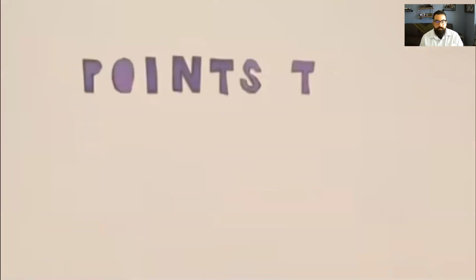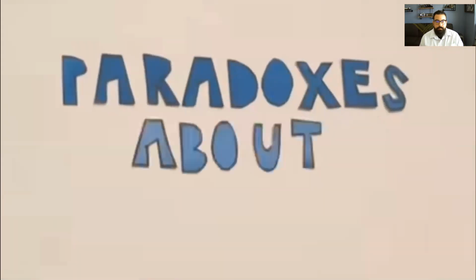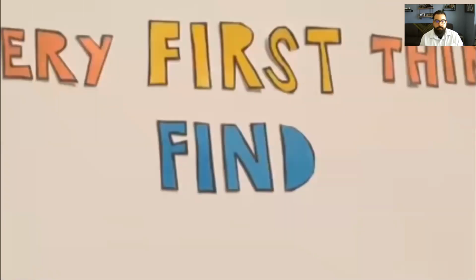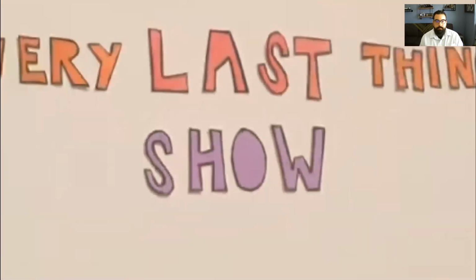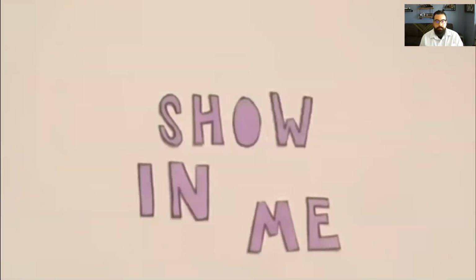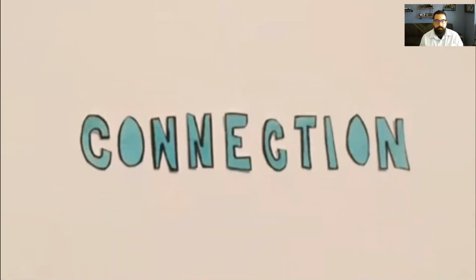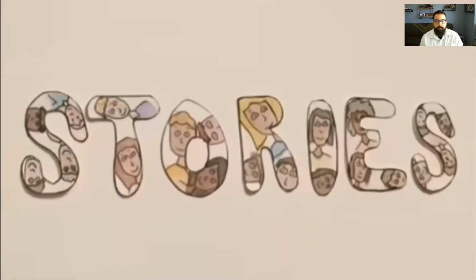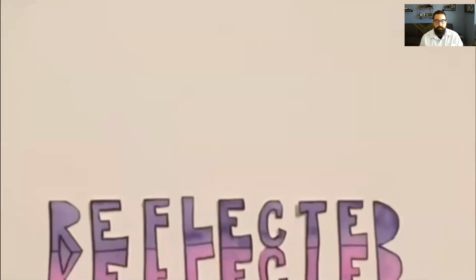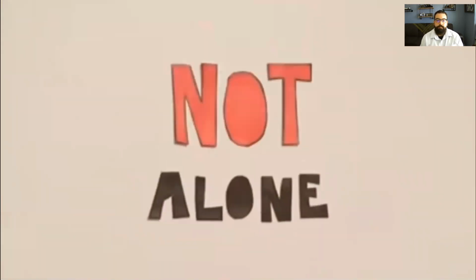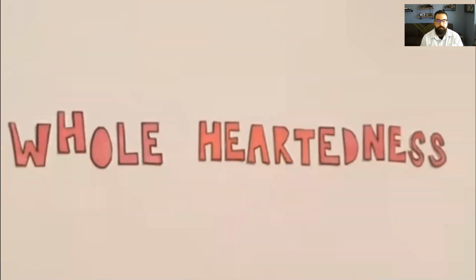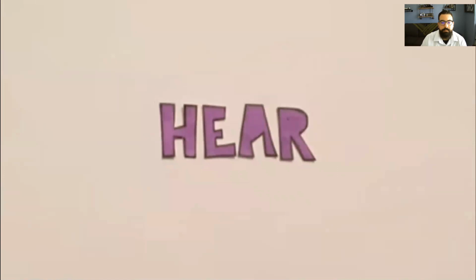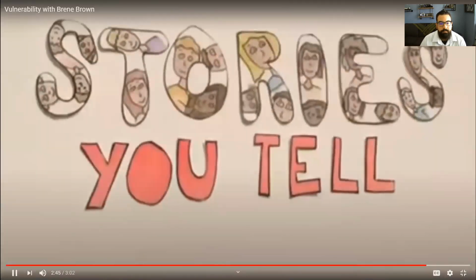I agree 100%. I think it points to maybe one of the deepest paradoxes about vulnerability, which is when I meet you, vulnerability is the very first thing I try to find in you. And it's the very last thing I want to show you in me. Mm. Because it's the glue that holds connection together. It's all about our common humanity. Mm-hmm. And when we own our stories and we share our stories with one another and we see ourselves reflected back in the stories of people in our lives, we know we're not alone. And to me, that's the heart of wholeheartedness. It's the center of spirituality. To me, that's the nature of connection. To be able to see myself and hear myself and learn more about myself in the stories you tell about your experiences.